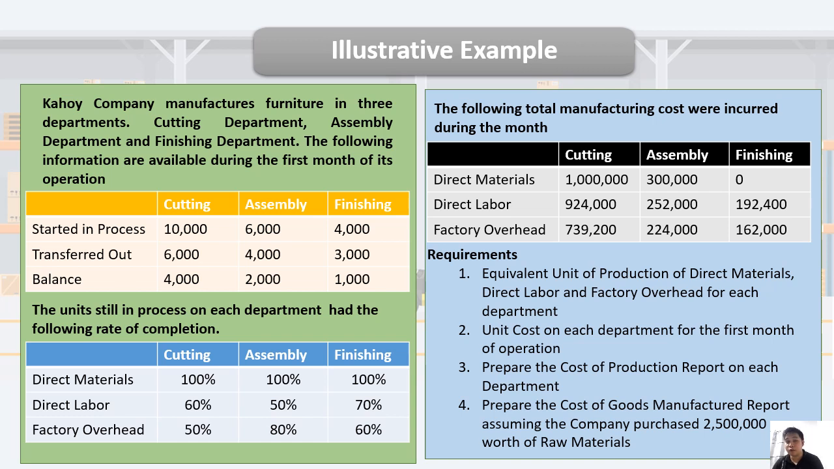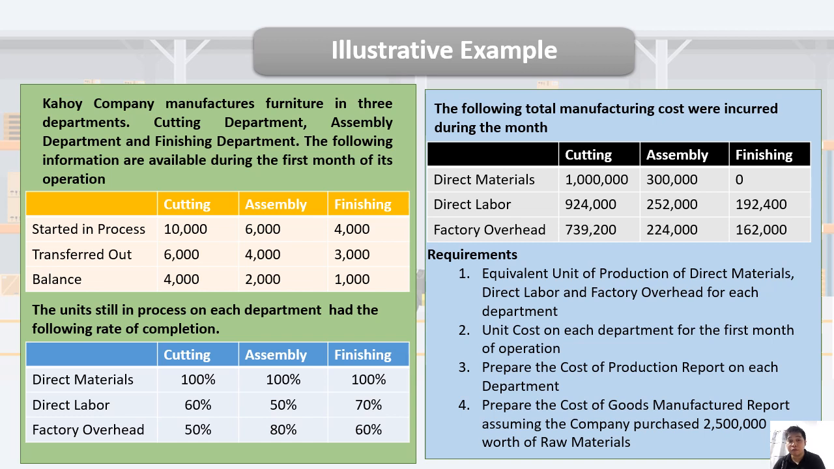Number 1, we have to compute for the equivalent unit of production of direct materials, direct labor, and factory overhead for each department. Number 2, we have to compute for the unit cost on each department for the first month of operation. Number 3, we need to prepare a cost of production report on each department. And number 4, we have to prepare the cost of goods manufactured and cost of goods sold report, assuming the company purchased 2.5 million pesos worth of raw materials. At the end of the day, our goal here is to prepare a cost of goods manufactured report or the cost of goods sold.